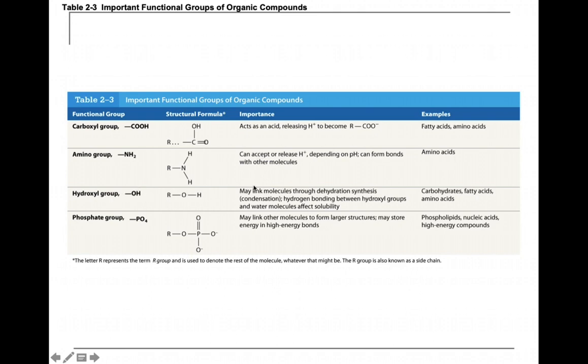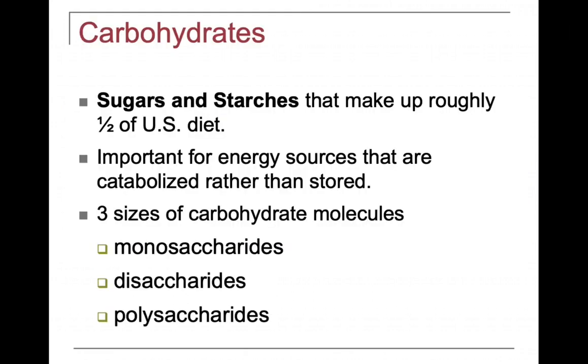Hydroxyl groups, the OH, may link molecules through dehydration synthesis. We'll see the OH group in carbohydrates, fats, and proteins. And then the PO4 is associated with the high energy bond. We're going to see that in phospholipids. Phospholipids make up a big portion of the cell membrane. All right. We'll also see nucleic acids, which we'll talk about, and high energy compounds.